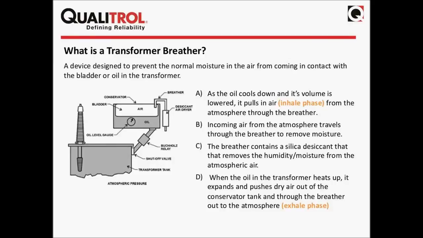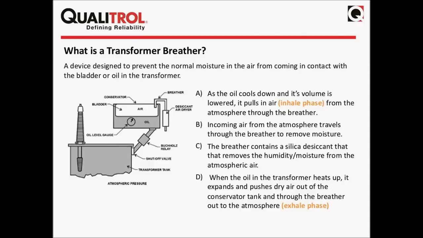And as that incoming air from the atmosphere travels through the breather, it's going to remove the moisture, because there's moisture in the air. Depending on what climate you're in and what region of the world you're in, it varies, but you're always going to have some sort of moisture in the air. So as the transformer is breathing in and pulling in air from the atmosphere, that breather has a desiccant inside, which I'll show you in future slides, that's going to dry out that air so you don't bring in any excess water from the atmosphere. So again, it contains a silica desiccant that's going to remove that humidity and moisture from that atmospheric air.